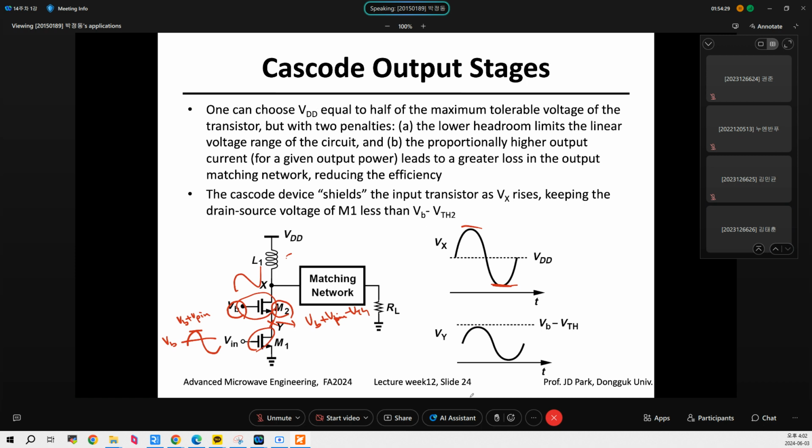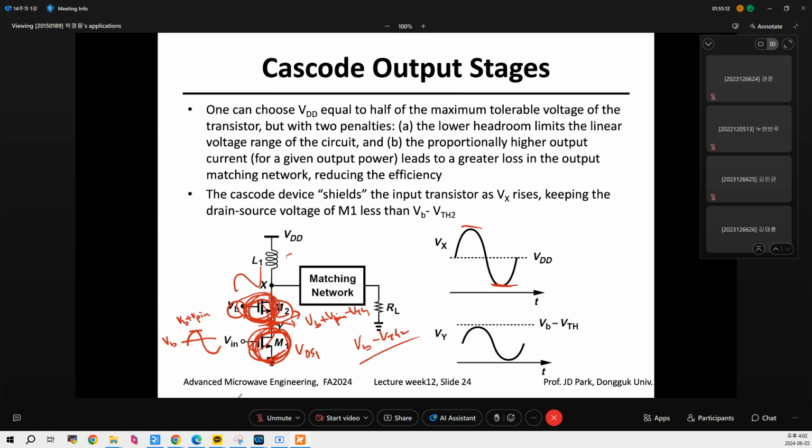The good thing about the cascode is that this cascode device is a shield for M1, right? Because VDS of M1 is always less than VB minus V threshold 2. This has to be turned on to conduct the current, which means this voltage is at best VB minus V threshold. It cannot be higher than this, which means M1 is safe.